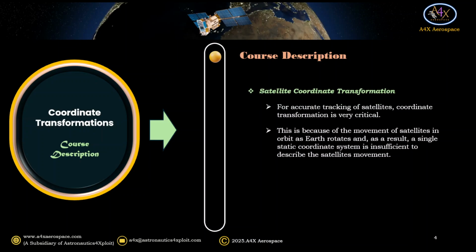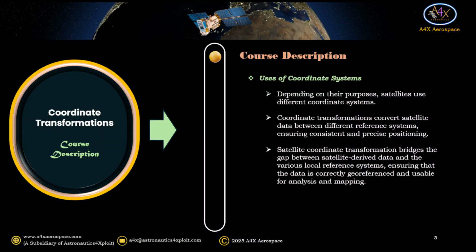For accurate tracking of satellites, coordinate transformation is very critical. This is because of the movement of satellites in orbit as Earth rotates, and as a result, a single static coordinate system is insufficient to describe satellites' movement. Depending on their purposes, satellites use different coordinate systems. Coordinate transformations convert satellite data between different reference systems, ensuring consistent and precise positioning.